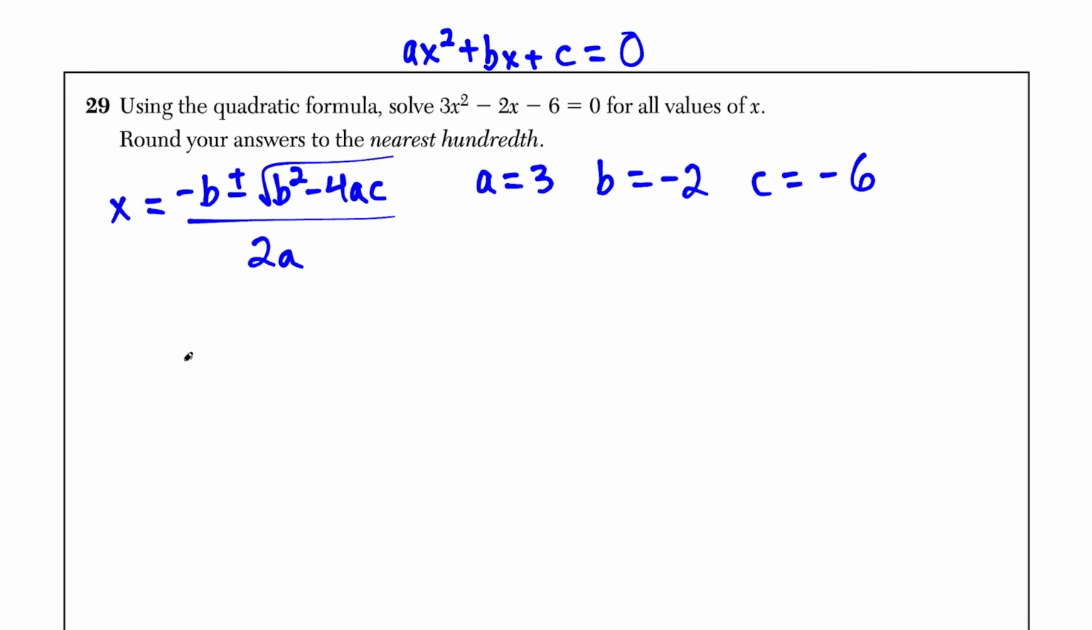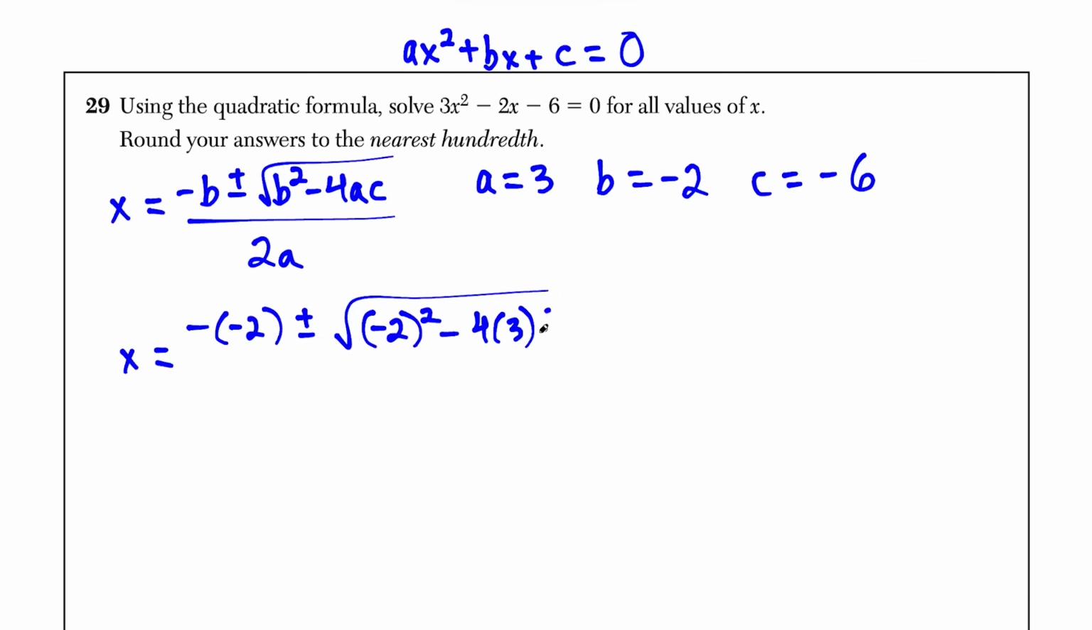So we could just go ahead now and plug in. We're going to have x equals negative b, so I have negative 2. And then I have plus or minus the square root of, and my b term here is negative 2, and I have to square it. And then I have minus 4 times a times c. And then all of this is being divided by 2 times a. So I have 2 times 3.